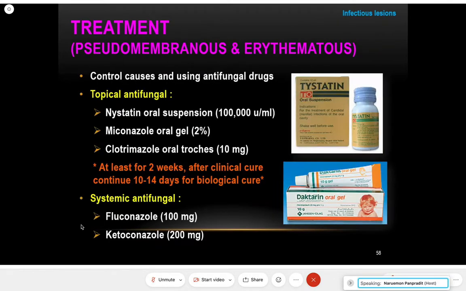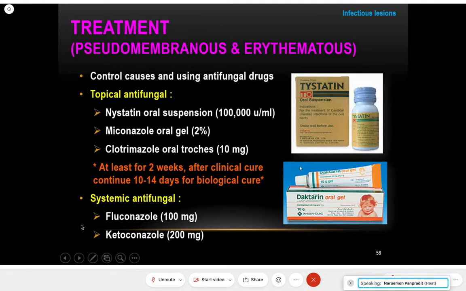Okay, next we'll talk about the treatment. Because it's a common oral lesion that you can see, I will mention some about the treatment. For these candidiasis lesions, we need to use an antifungal. Commonly used antifungals are nystatin oral suspension 100,000 units per ml, miconazole oral gel 2%, and clotrimazole oral troche 10 milligrams.